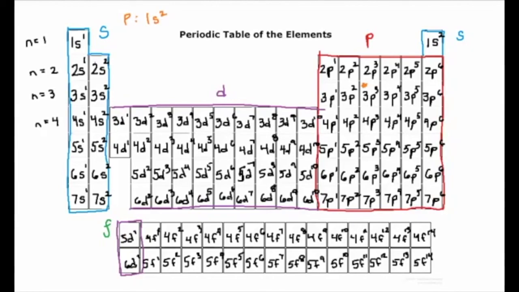Okay. Then I've got 2s2. Then I've got 2p all the way to 6, so 2p6. Then I've got 3s2. And then I go all the way until I hit 3p3. And that is the electron configuration of phosphorus.